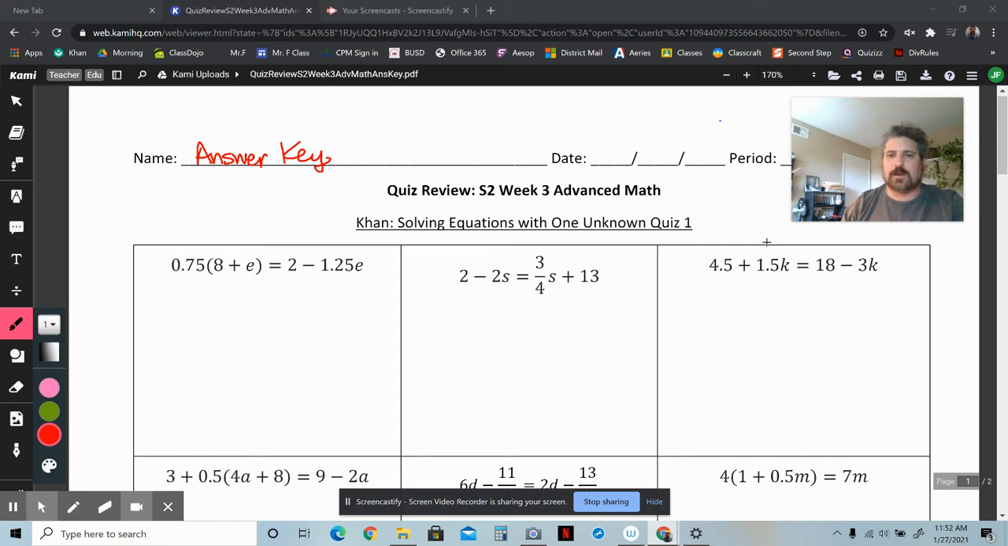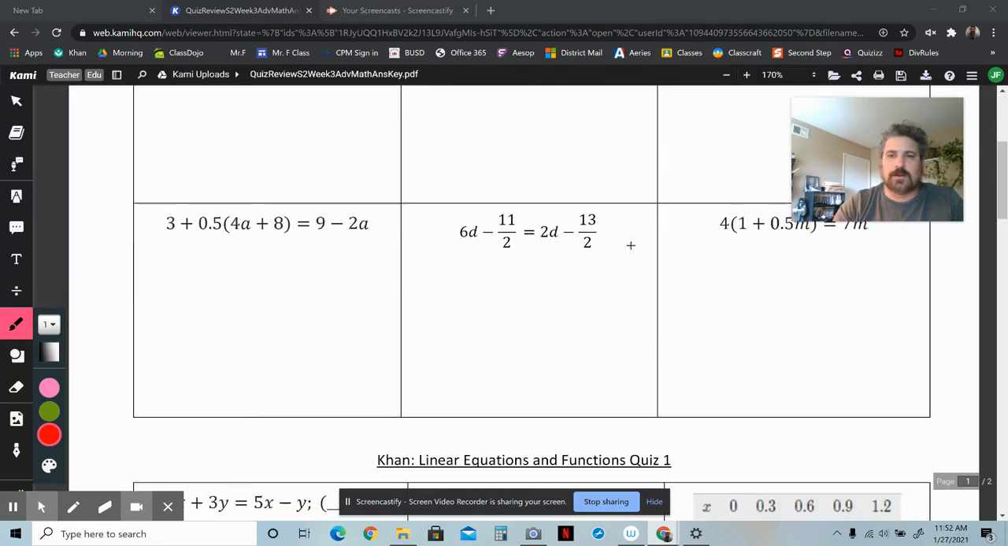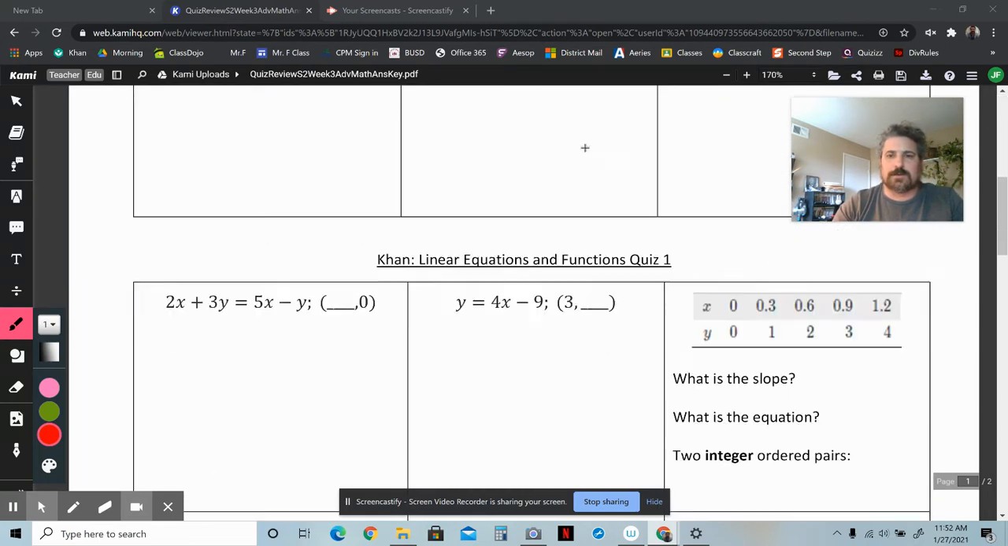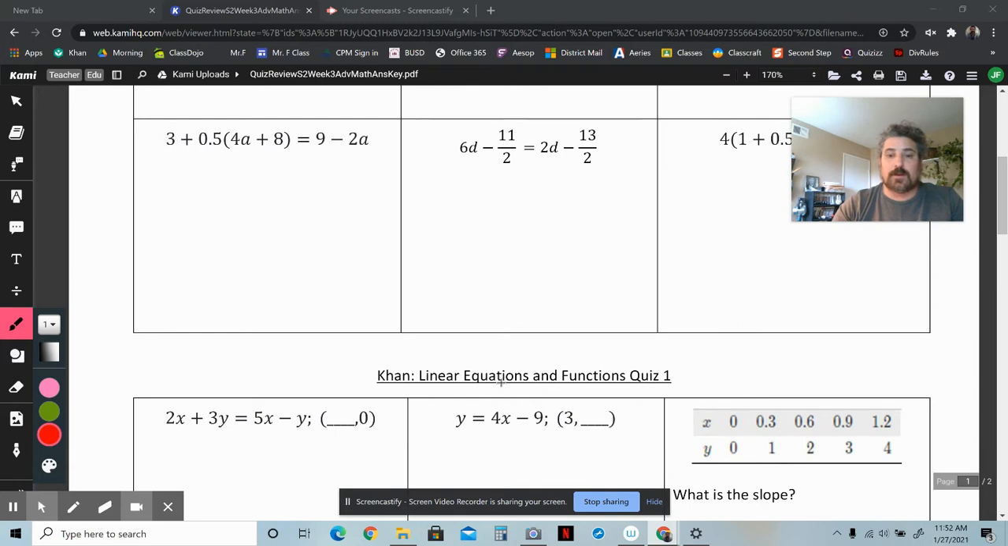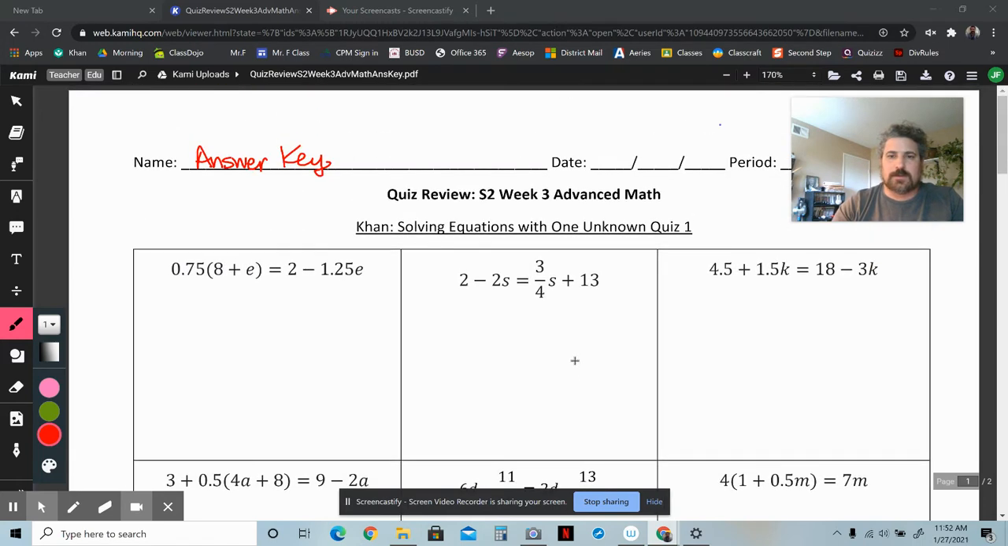Hey everybody, today we're going to go over the quiz review for two of the quizzes. One is called Solving Equations with One Unknown, and the other one's called Equations and Functions, the Linear Equations and Functions quiz. So these are both quiz ones. I want to go over some of the hard problems from these topics and see if this helps you guys understand some of the processes a little better.